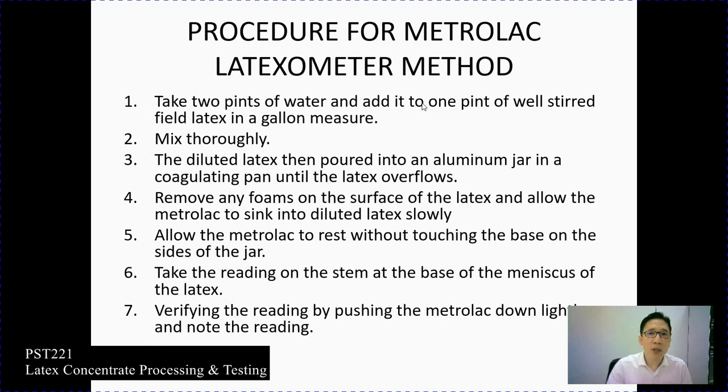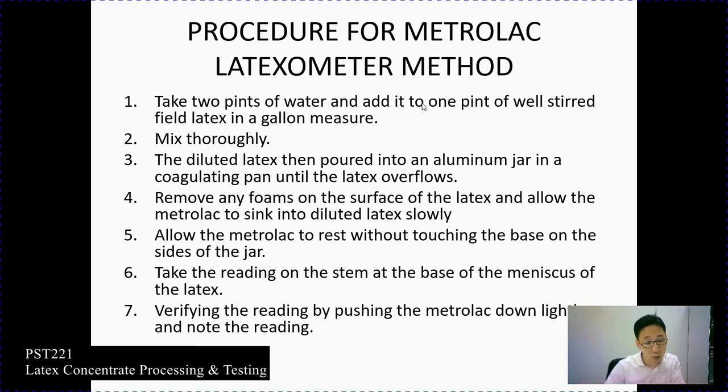Okay, the procedure for the Metrolac. You take 2 parts of water and add 1 part of well-stirred field latex in a gallon measure. Okay, so ambil dua bahagian air, 1 bahagian field latex. Okay, campur kedua dalam unit gallons lah. You mix thoroughly the diluted latex and then pour it into an aluminium jar or a coagulating pan until the latex overflows.